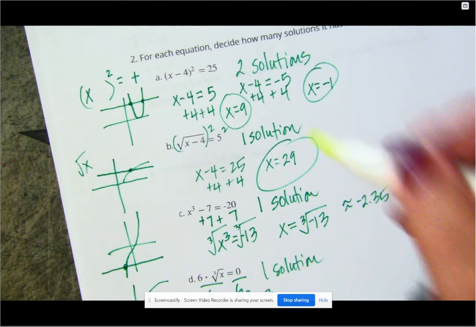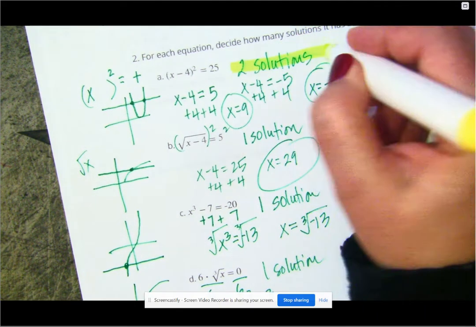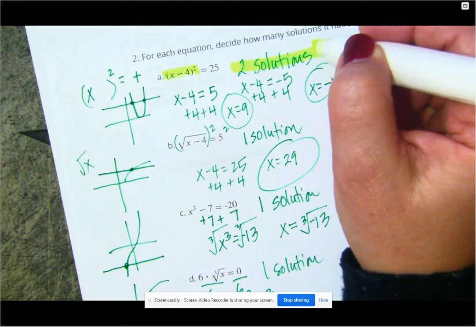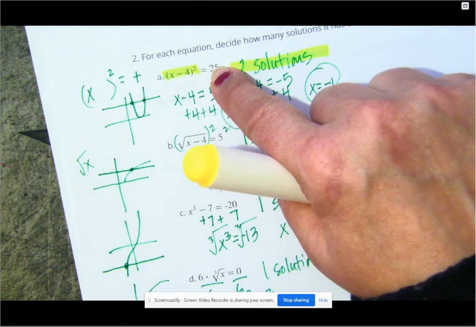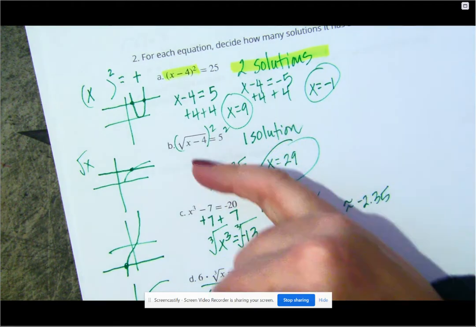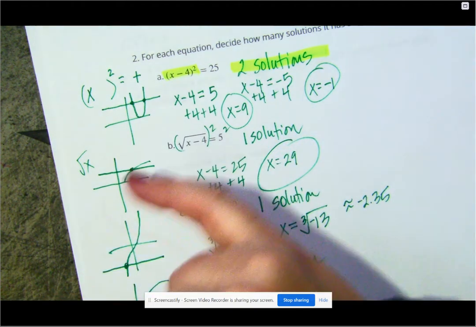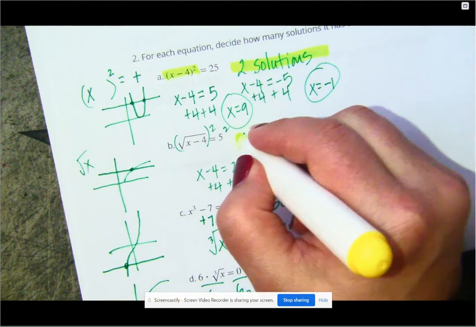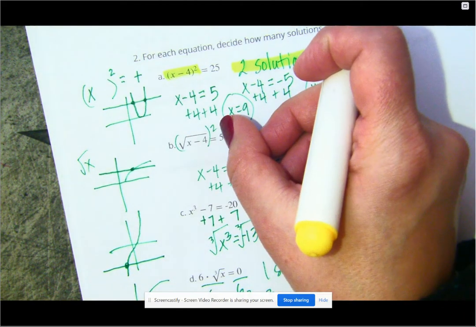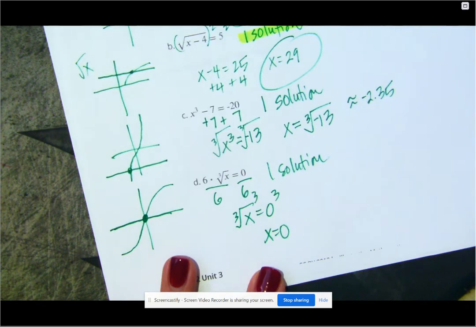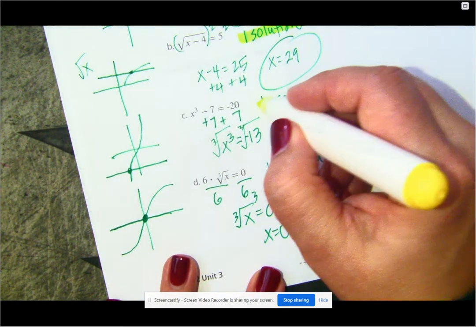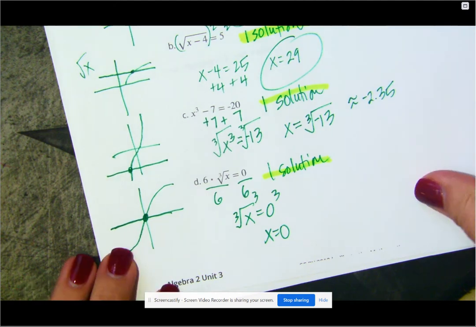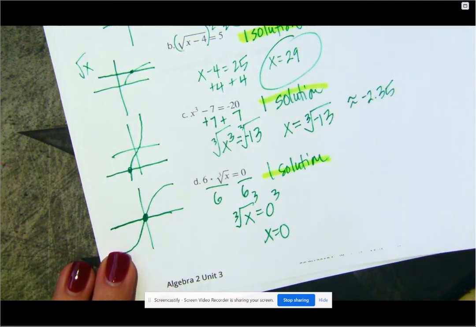And expect this on the test or the quiz, right? An x squared can have two solutions or none. If it's a positive number, it has two. If it's a negative, it's none. Square root of x can only have one solution if it's set equal to a positive. If that was a negative number, there'd be no solution. And then x cubed and the cube root of x always have exactly one solution. All right. The solving part of that was bonus.